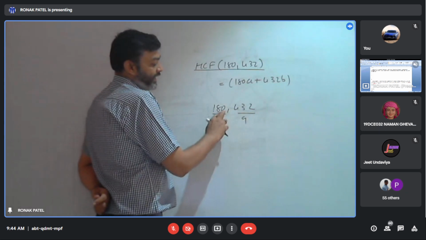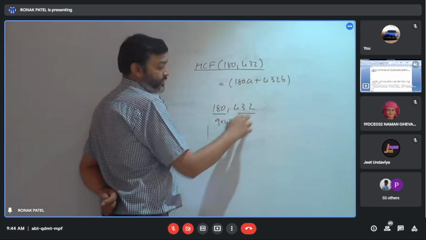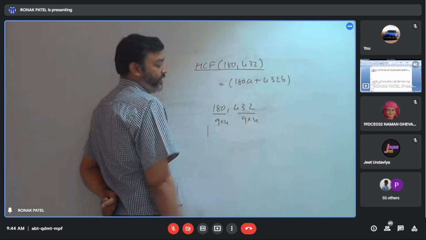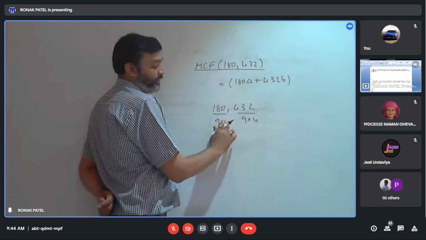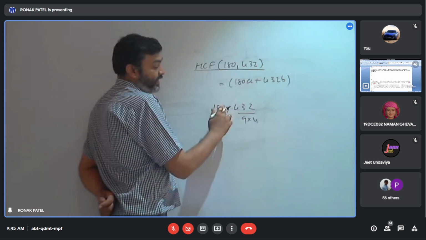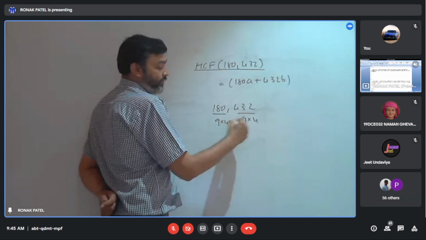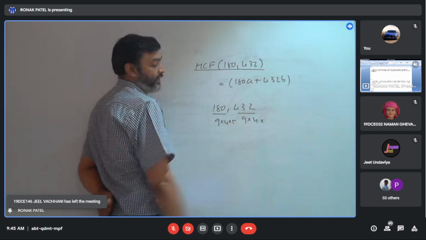This one, 180, is divisible by 4. So 432 is also divisible by 4. So we can find out maximum 9 into 4, because 9 fours are 36. Remaining is what? 5. So it is 9 into 4 into 5. So this will be 9 into 4, 36.